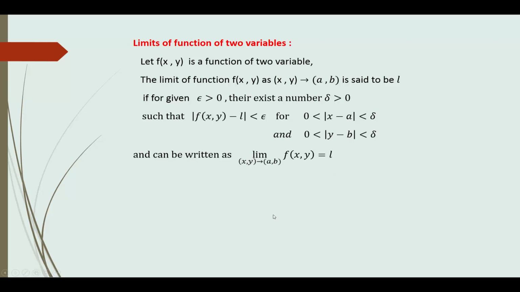It means the difference between x and a is less than delta, the difference between y and b is also less than delta, and if the difference between f(x, y) and L is less than epsilon, where delta and epsilon are very small numbers, then we say that the limit as (x, y) tends to (a, b) of f(x, y) equals L. By using this definition, let us evaluate some examples.